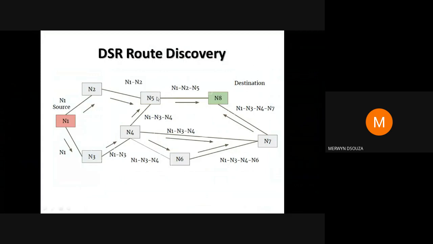Okay, so now N8 has got two packets: N1-N2-N5 and N1-N3-N4-N7. So it has to add its own name to the route and then reply. So that is done with a route reply message.